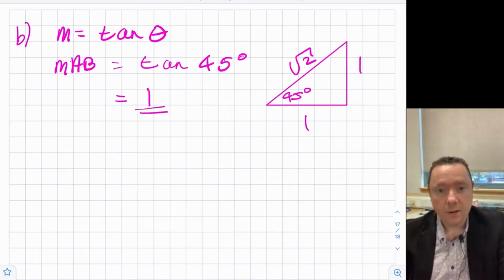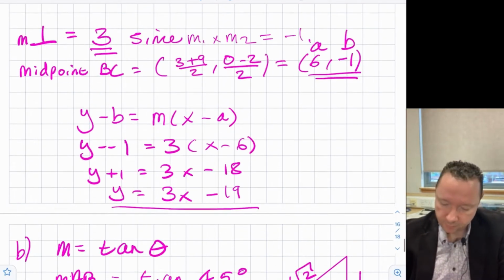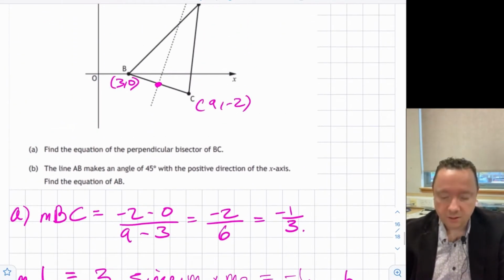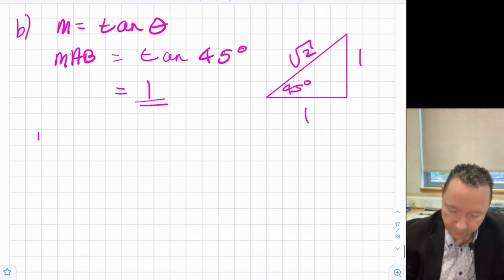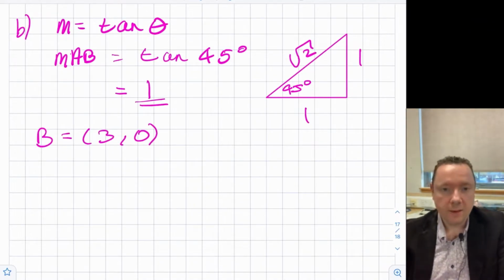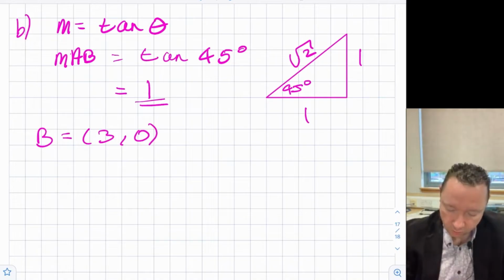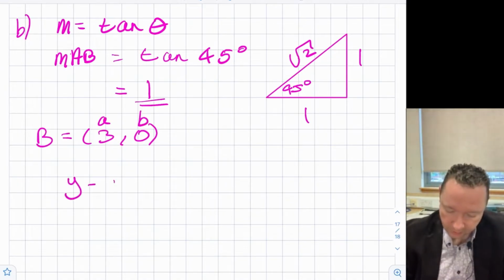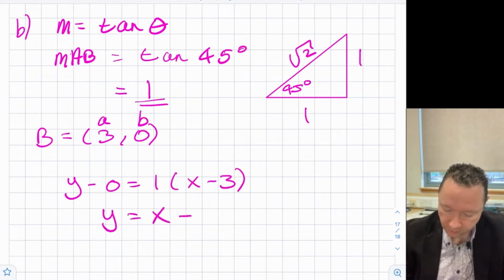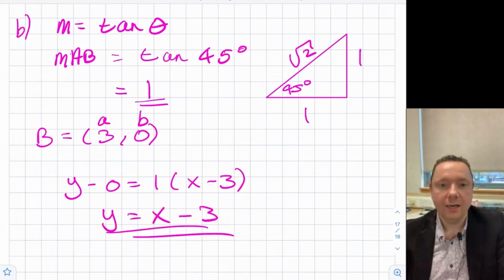So we know our gradient and we need a point. So what point are we going to use? AB. Well, we've already got B. B is 3, 0. So our point B equals 3, 0. We've now got 2 bits of information. So you can use y minus b equals m(x minus a) if you want, call that A and B. Or you can use y equals mx plus c. So y minus 0 equals 1, x minus 3. So y equals x minus 3 is the equation of our straight line.